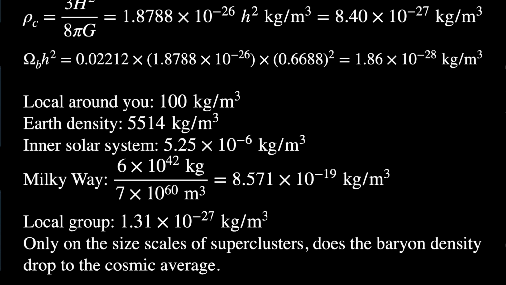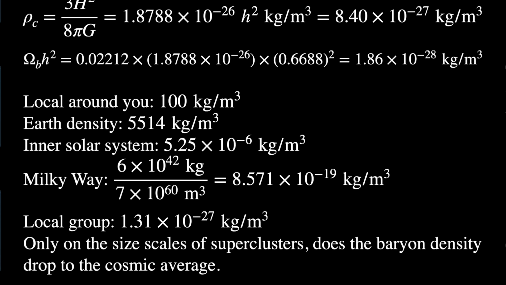That drops the density down to about 5 times 10 to the minus 6 kilograms per cubic meter, but still that's really large. Let's get our size scale even bigger. Take the entire Milky Way, which has a mass of about 6 times 10 to the 42nd kilograms, and the volume of the Milky Way, which is a disk with a bulge in the middle, that's about 7 times 10 to the 60th cubic meters. Now we're getting close, but we're still not there. That's about 8.5 times 10 to the minus 19th kilograms per cubic meter. And still, that's a billion times too dense.